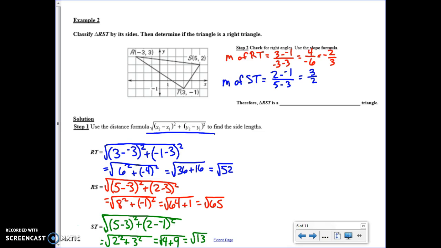So that means since we have one right angle, that we have a right triangle. But also from checking our lengths, we said they're not the same, so we have a scalene triangle. So here we have a right scalene triangle.